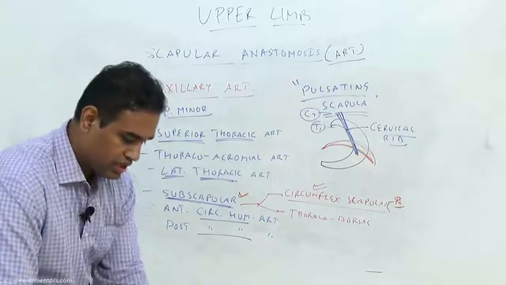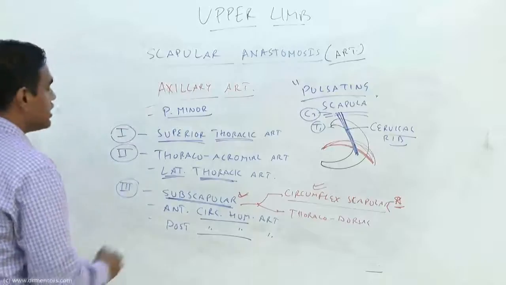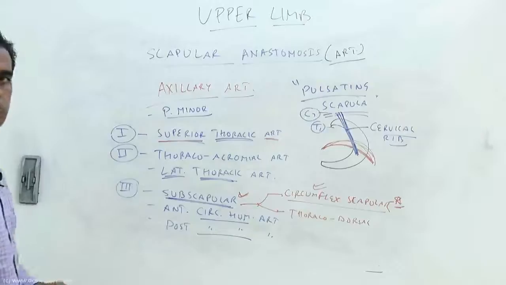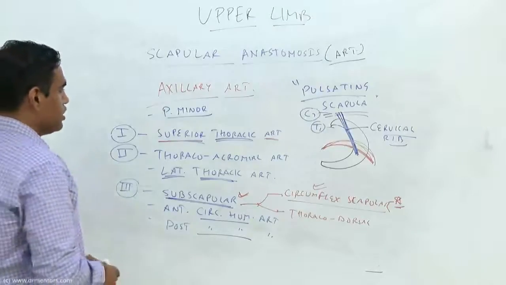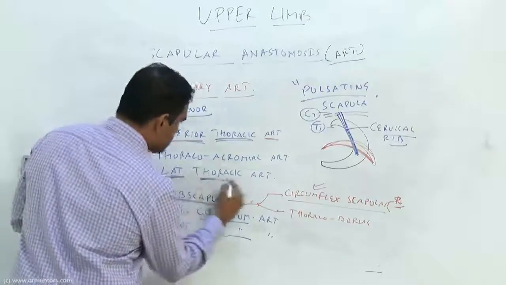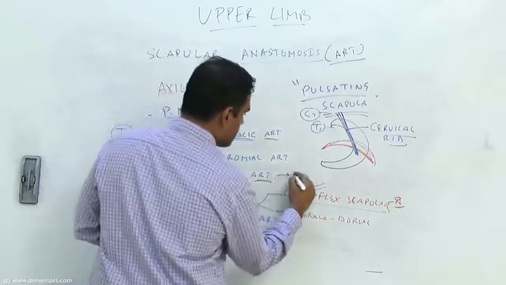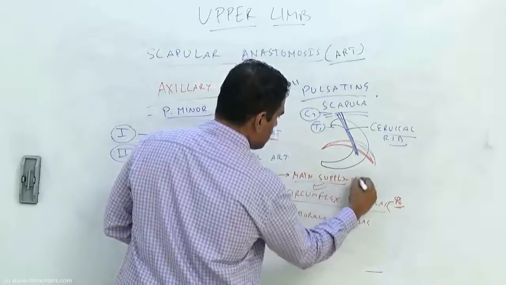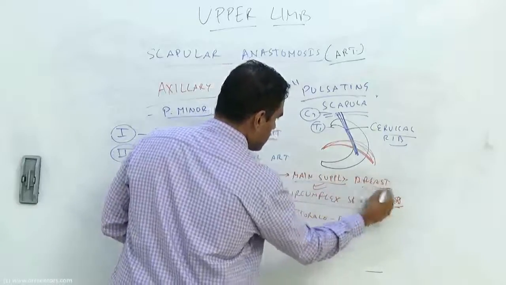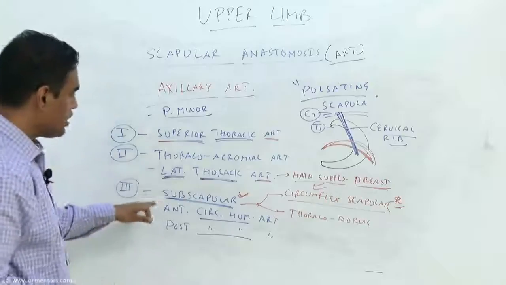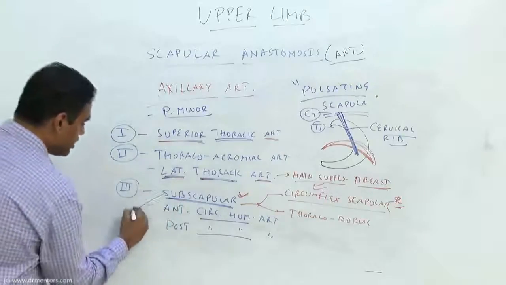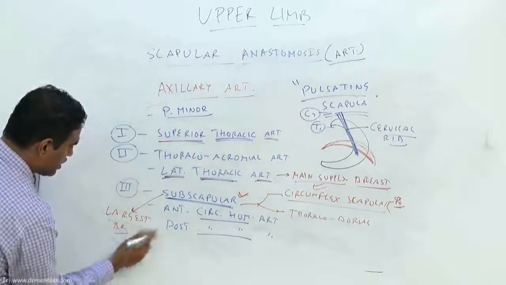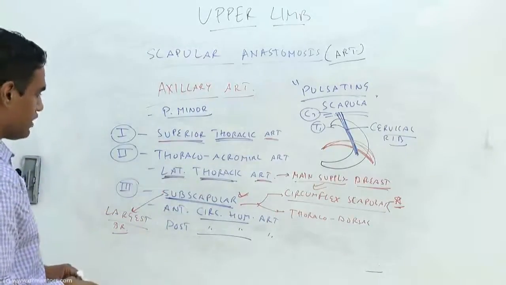Few points over here, again single liner questions that may help. The superior thoracic artery is supplying obviously the superior part of thorax. The lateral thoracic artery is actually the main supply of the breast or mammary gland. Then the subscapular artery: the largest branch of the axillary artery is the subscapular artery.